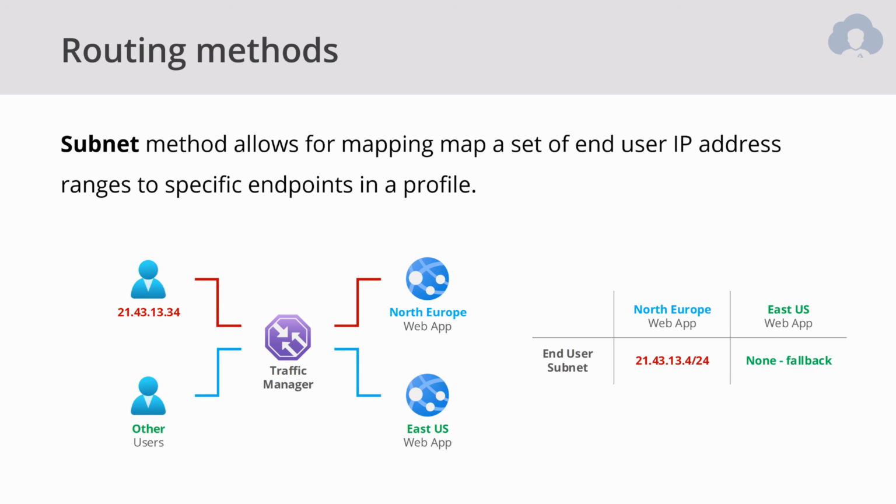And the last one is subnet. You can define the traffic to your backend endpoints based on a subnet definition of your incoming users. So based on their IPs, you can define that those users will go to North Europe and the others will go to the other applications. If you don't specify any subnet, this will be the none and the fallback service for all the other traffic.